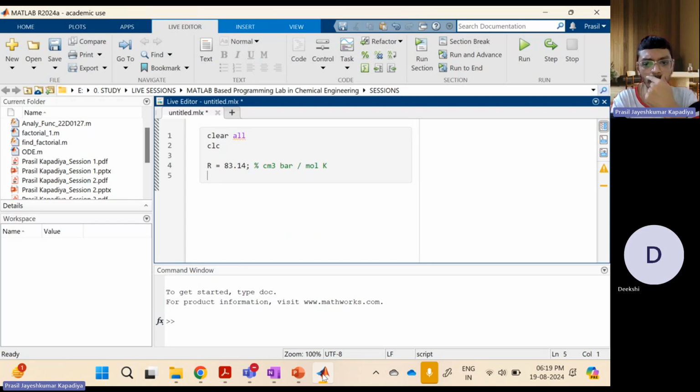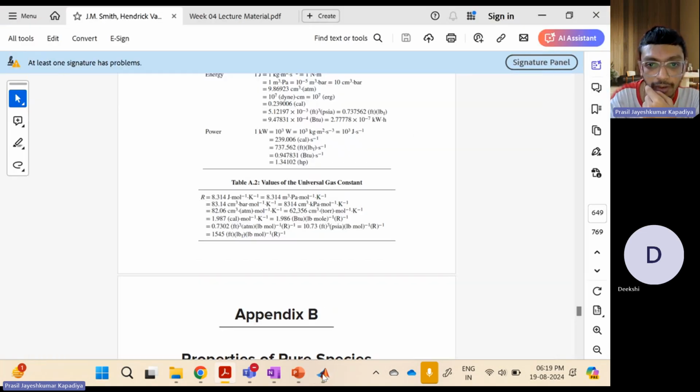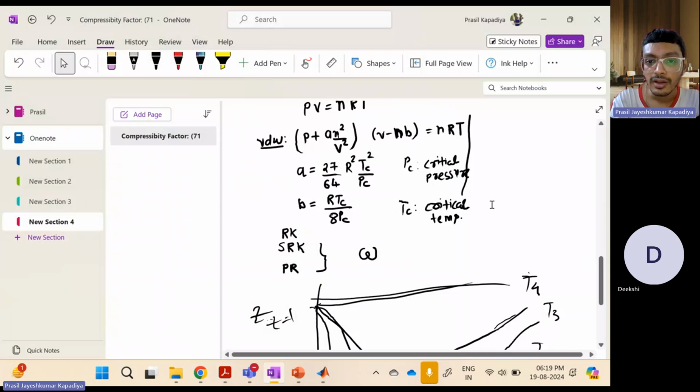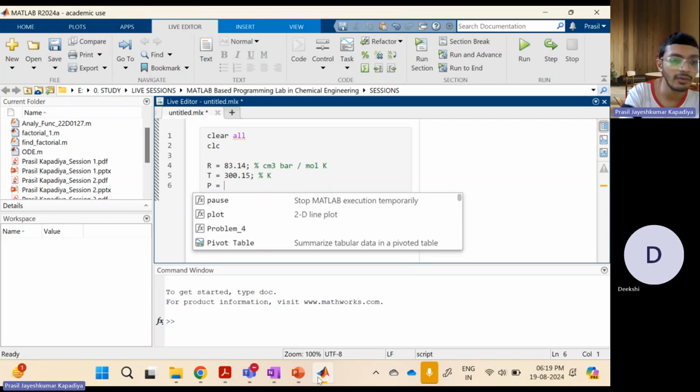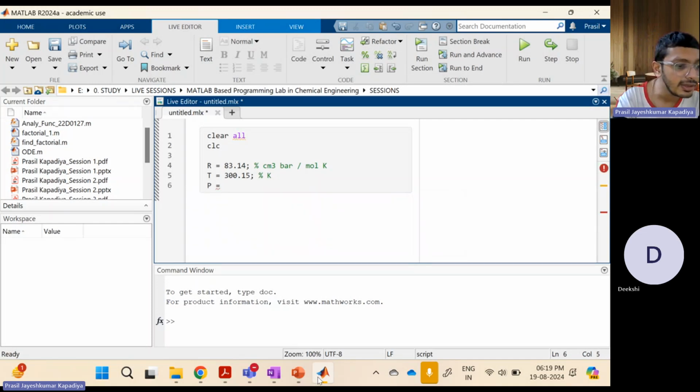Then what do we need to define other than R in this equation? We need to define N. Let's forget N for now. Temperature we need to mention. So let's say I am guessing my temperature is equal to 300.15, the unit will be Kelvin. I'm just taking one random value of temperature, and let's say pressure, what should I take? Let's say I'm taking the value of pressure is equal to 4 bar.